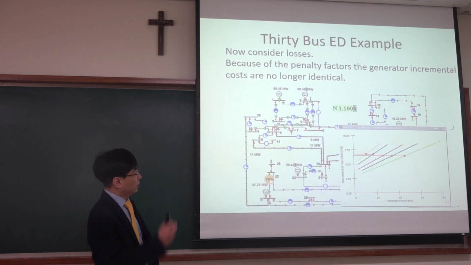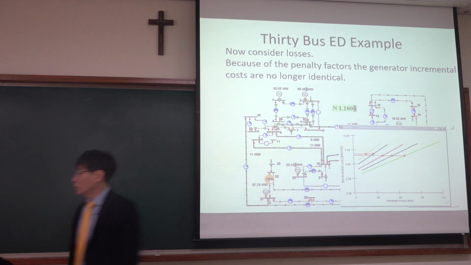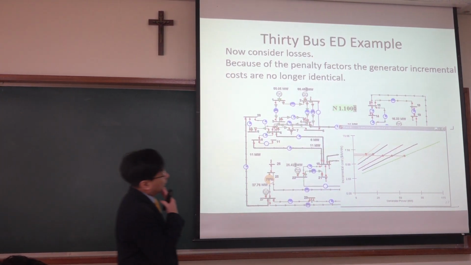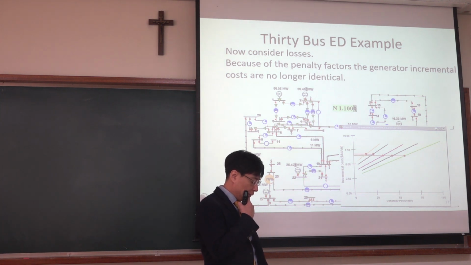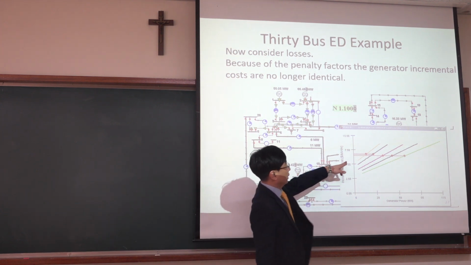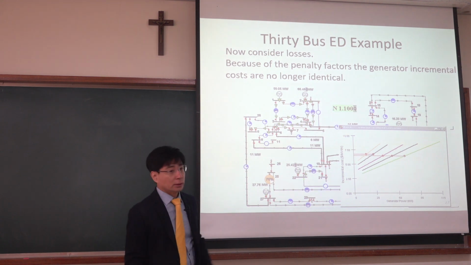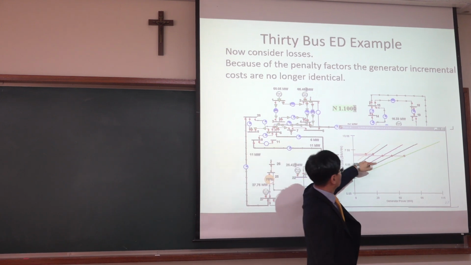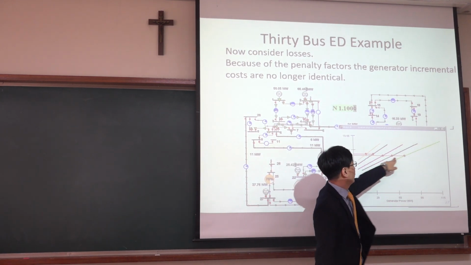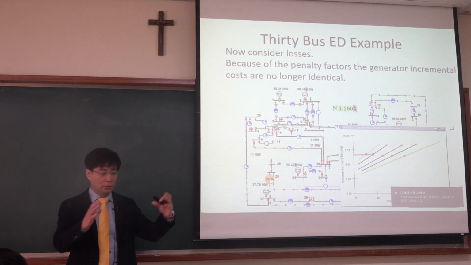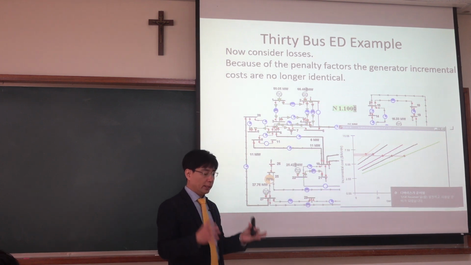30-bus economic dispatch example. So now consider losses. Because of the penalty factors, the generator incremental costs are no longer identical. So even if we do not have a transmission limit, the generators can have different costs, different prices, because of the power losses. And you see that these 2 generators get this price, these 3 generators get this price, etc. This will be more complicated when we consider transmission line limits.